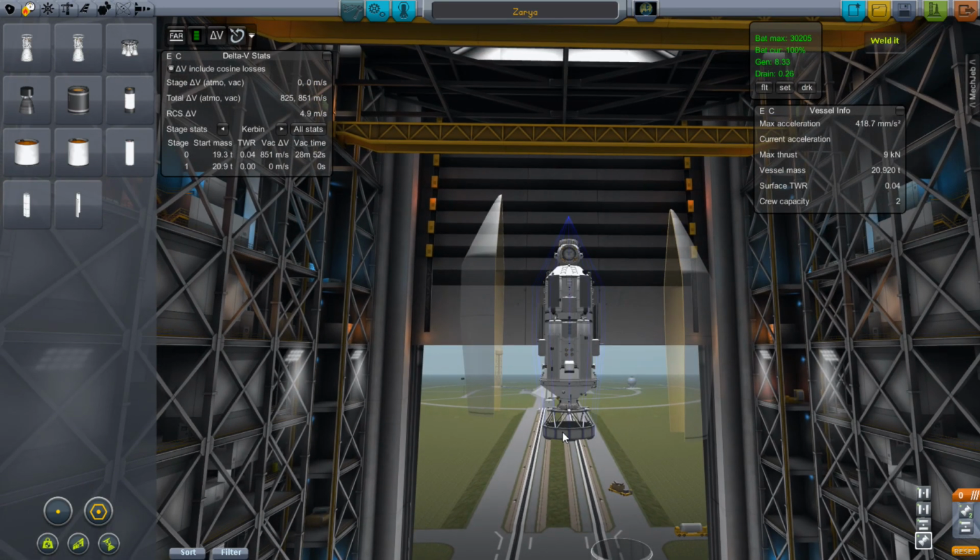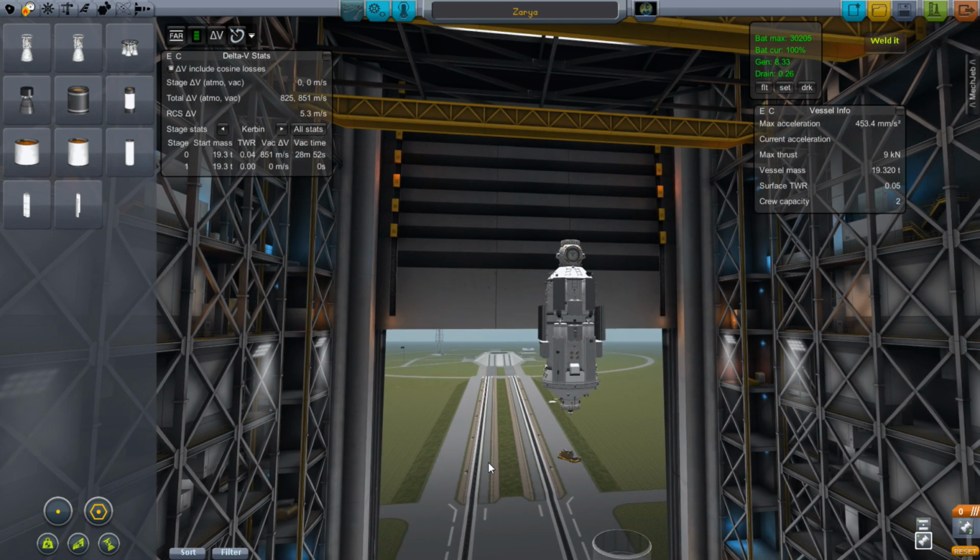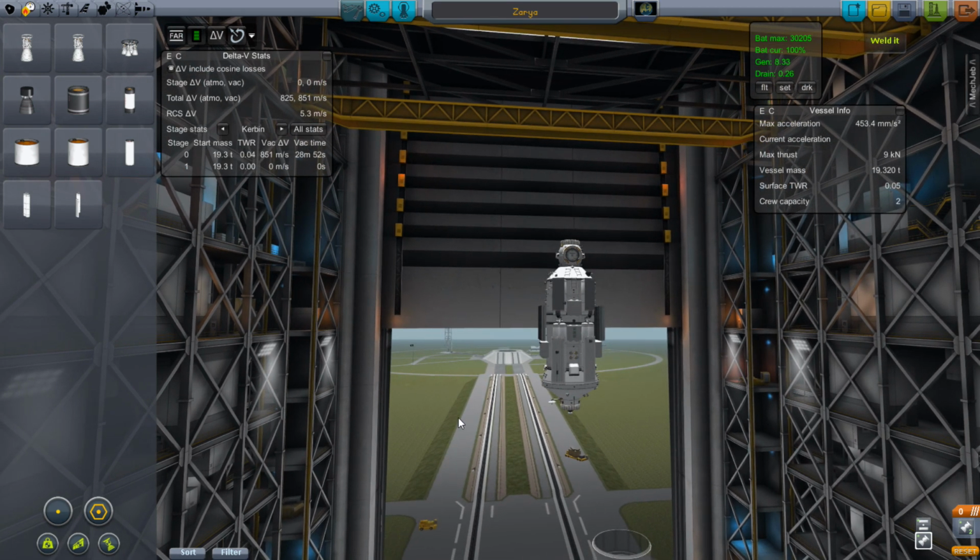That used a procedural fairing with a total fairing mass that was very similar, actually, to the real launch. And we will come back to this one in just a bit. For now, we're actually going to go out and get to see a little bit of the Zarya launching for real.